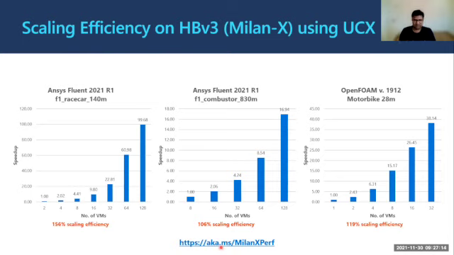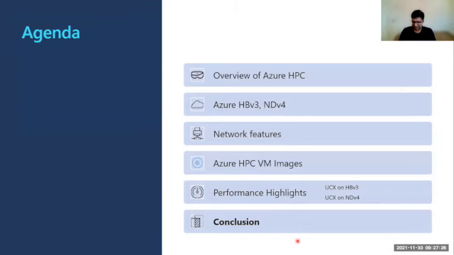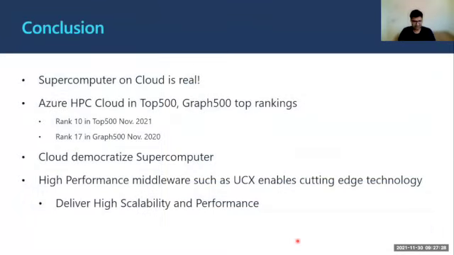More details about the configuration, the VMs, the software stack, etc., are provided in this particular blog. With that, let me conclude. It is pretty obvious that supercomputing on cloud is real. Azure HPC Cloud has made it into the Top500 and Graph500 rankings. Like I was referring to earlier, NDv4 made it into rank 10 in the Top500 earlier this month, and rank 17 for Graph500 using HBv2 last year.